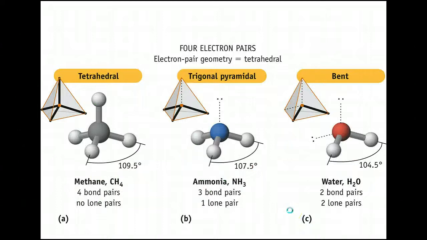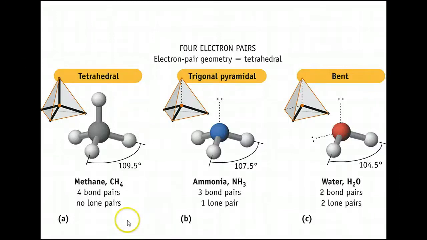And I seem to like skipping ahead today, I'm sorry. When you have 4 pairs of electrons, you will see that the bond angle between the atoms will become smaller and smaller as you increase the number of lone electron pairs. Again, that's because the lone electron pair distorts the geometry and pushes the bonding electron pairs slightly closer together.